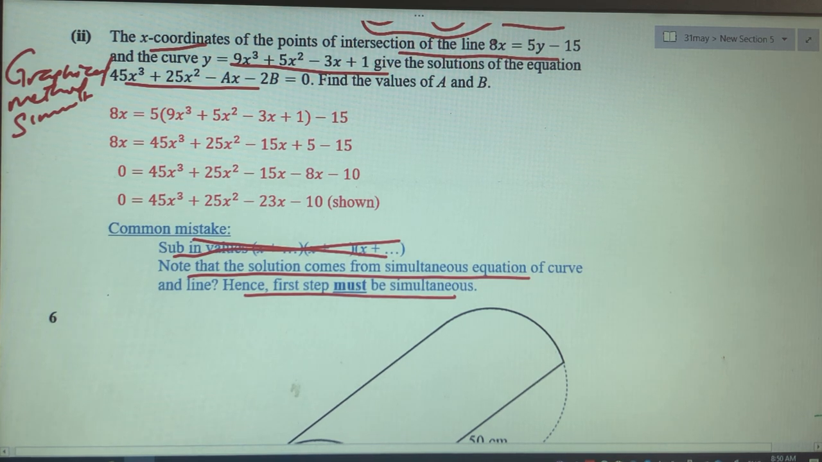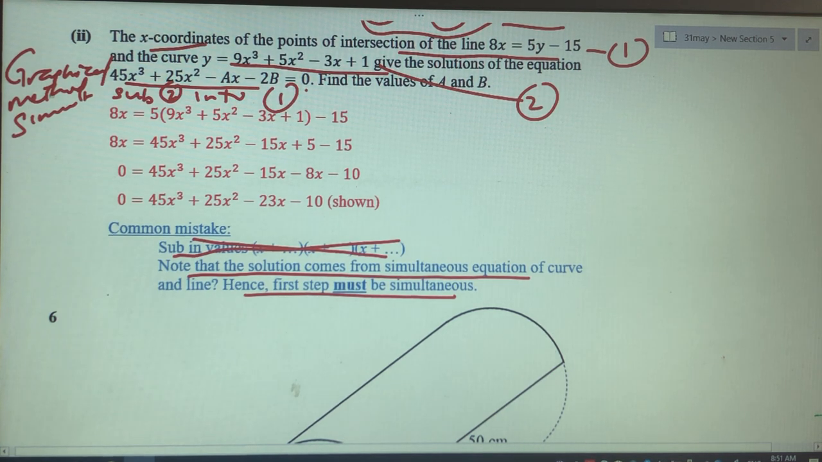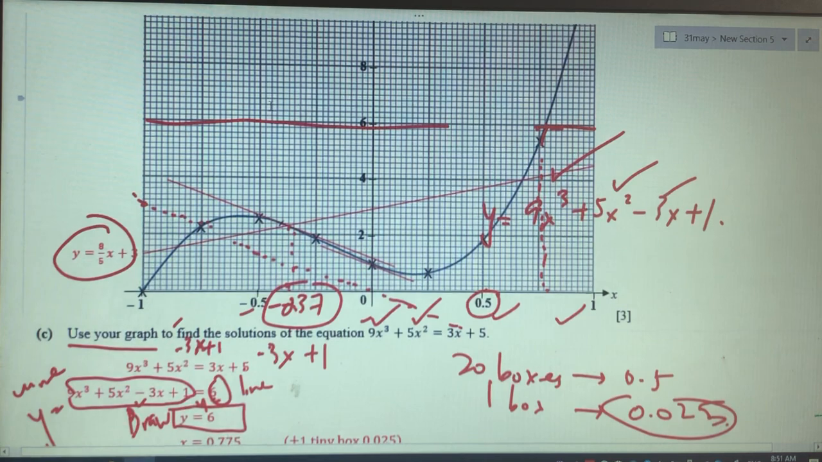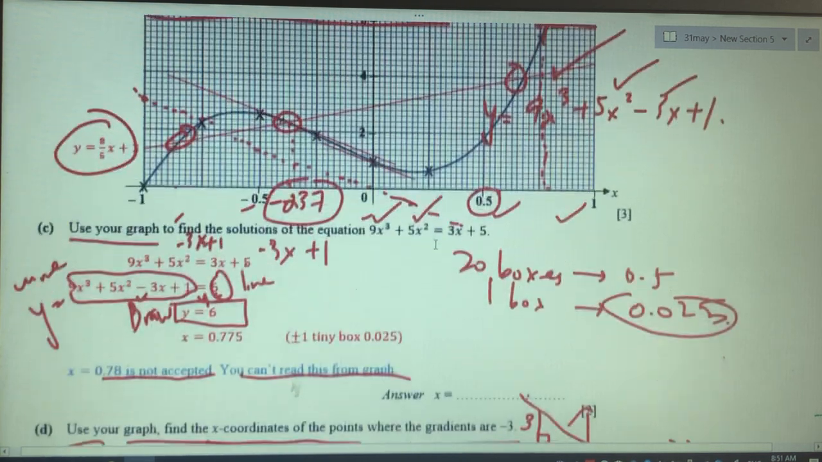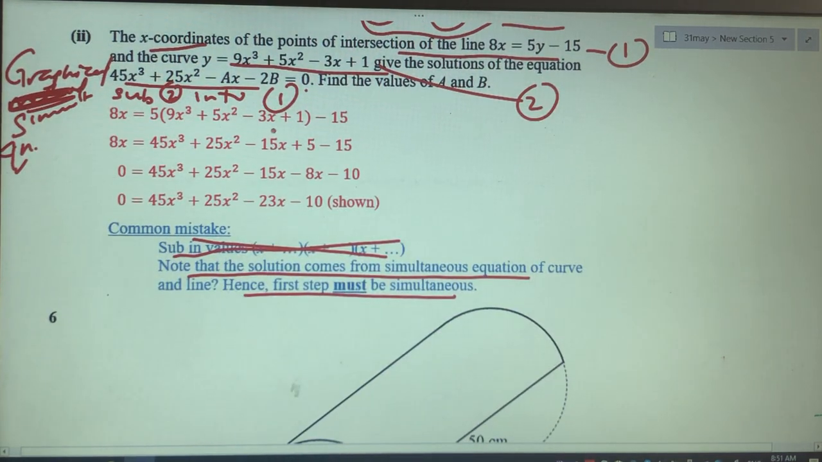What do you mean? Meaning this y value, okay, and this x value, this is like your equation 1, this is like your equation 2, we have to sub 2 into 1. Okay? That means we are using graphical simultaneous, solving a graphical simultaneous equation to see where they cut each other. Okay, but you don't sub in this, and then go and get these values here. No, you don't do that. You don't do this one, okay?